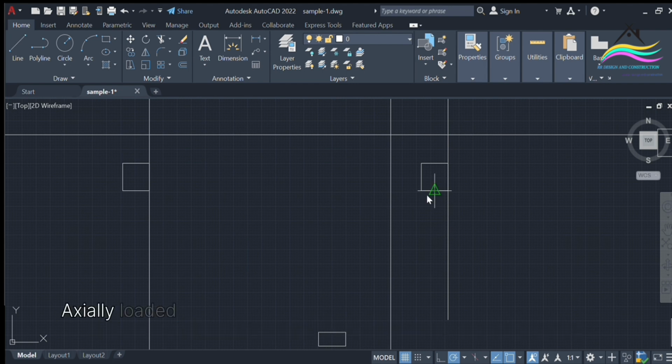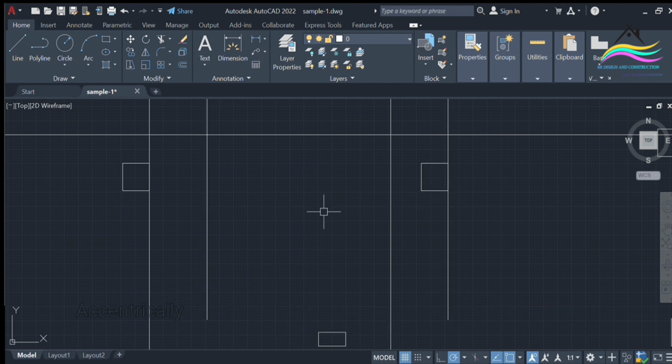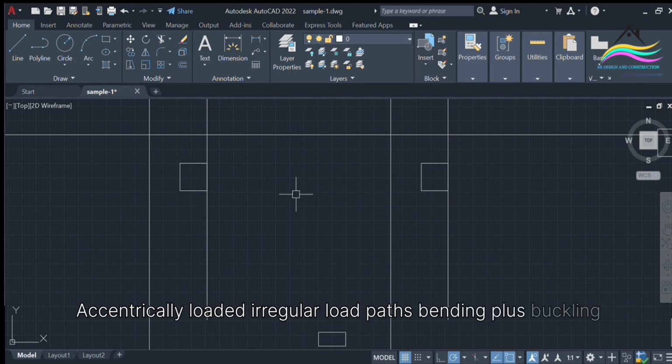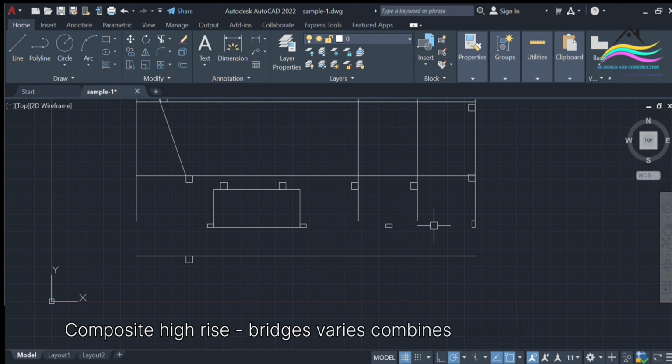Axially loaded: uniform loading conditions, crushing/buckling, easier design analysis. Eccentrically loaded: irregular load paths, bending plus buckling, requires moment resistance. Composite: high-rise, bridges, varies, combines material strengths.